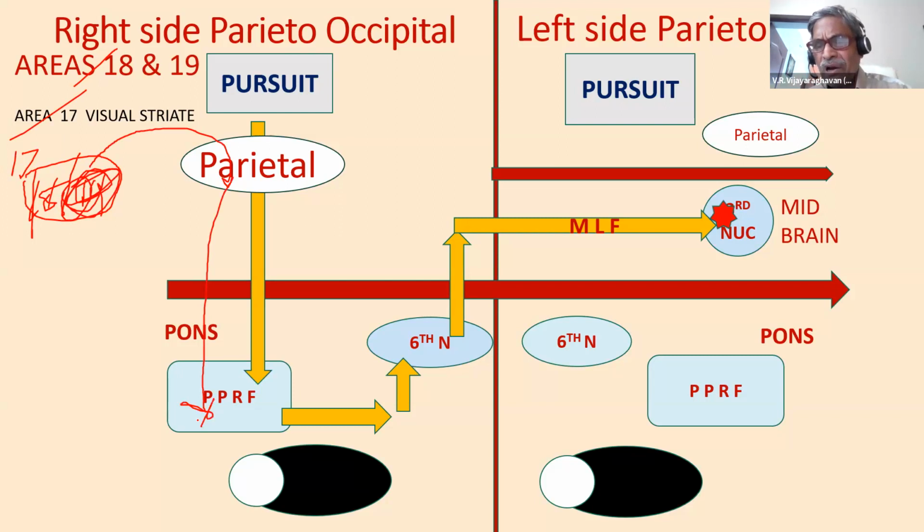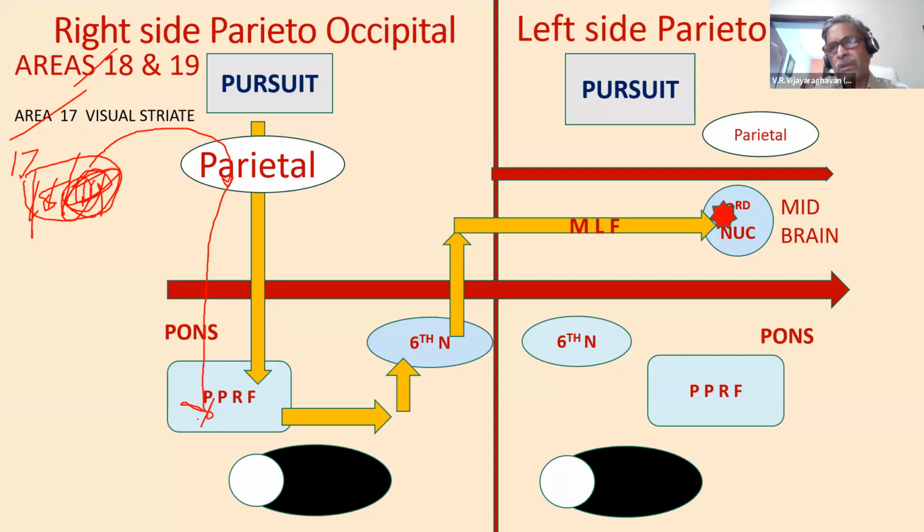This is called the occipito-mesencephalic tract. The occipito-mesencephalic tract is passing via the parietal lobe. It has to pass via the parietal lobe. No other excuse, nothing. It has to go via the parietal lobe only.